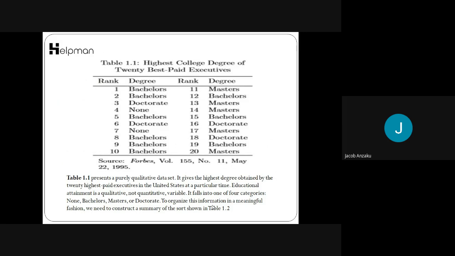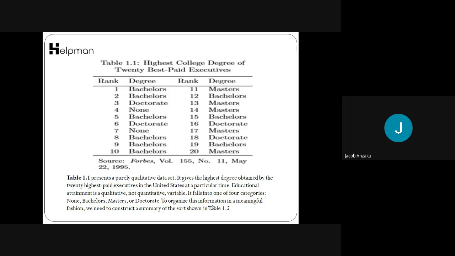It's an American data. We can see the rank from 1 to 10, and we have the rank and then the degree. So this data is from 1 to 20, and we see number one has a bachelor's, which is the highest paid in this particular data. Two is also a bachelor's. Three has a doctorate degree, and four has no degree, and so on and so forth, up to 20.